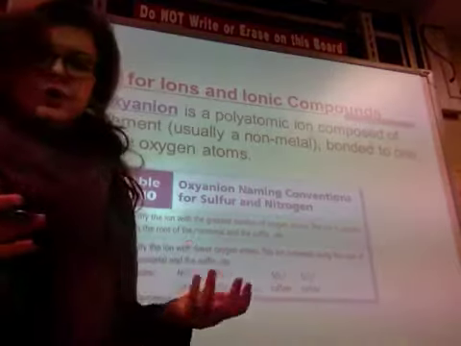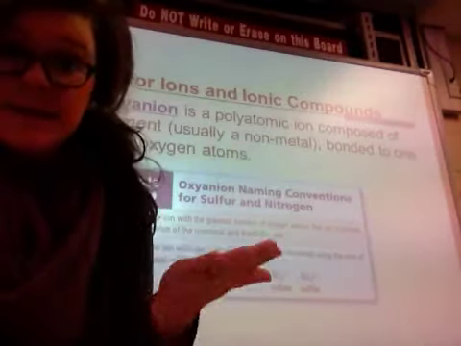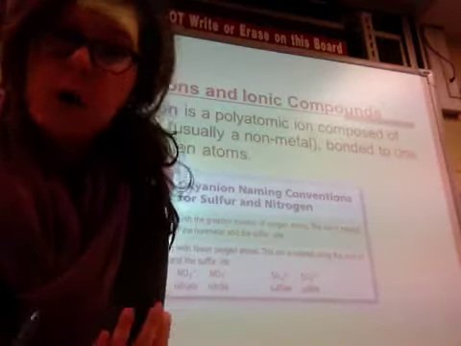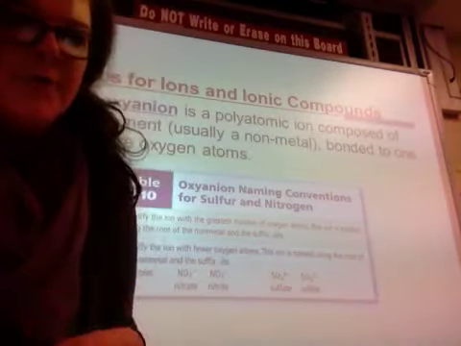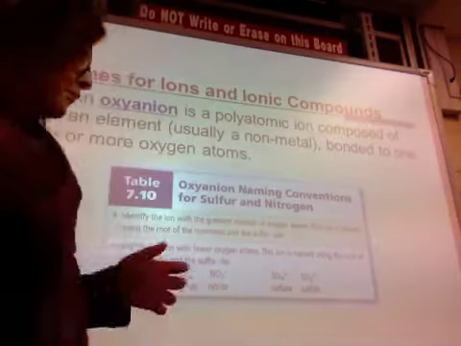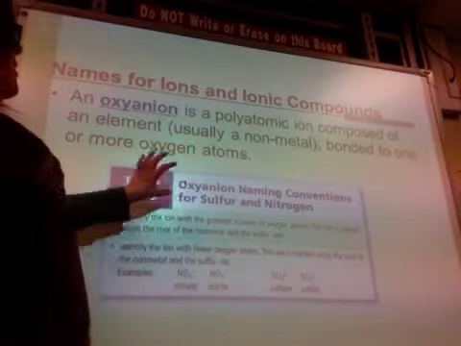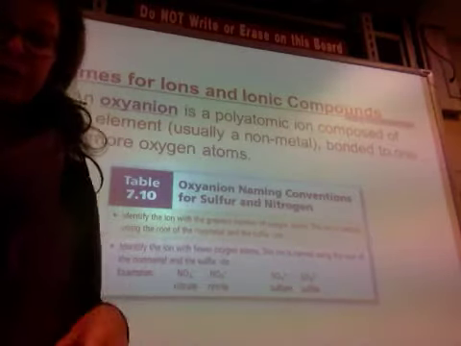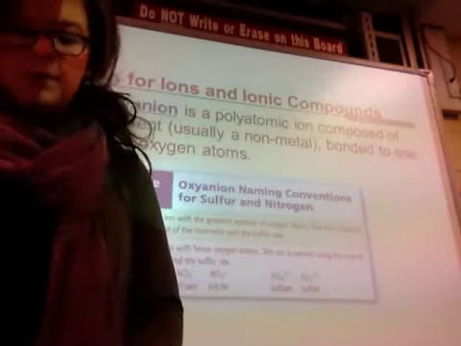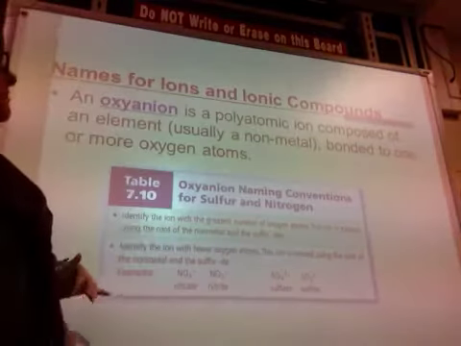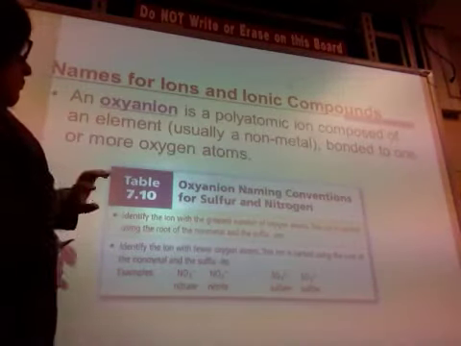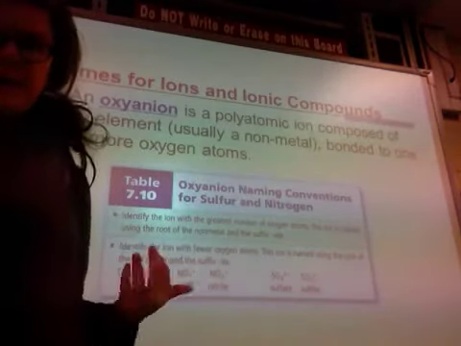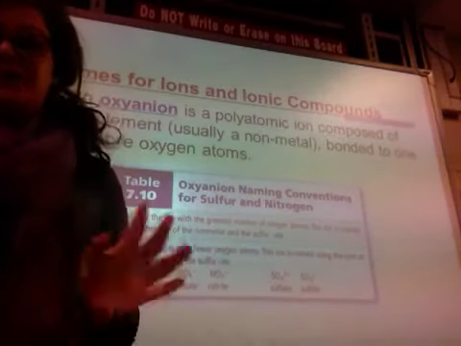So "ates" and "ites," just try to remember that if it ends in "ate," it has more oxygen. If it ends in "ite," it has fewer oxygens. So maybe that will help if you're trying to remember these names. And just know that an oxyanion is a polyatomic ion, and those are the ones that I gave you on this piece of paper that I'm going to ask you about all the time. But they're polyatomic ions, and all it means is there is an element that's bonded with oxygen, so that's it.